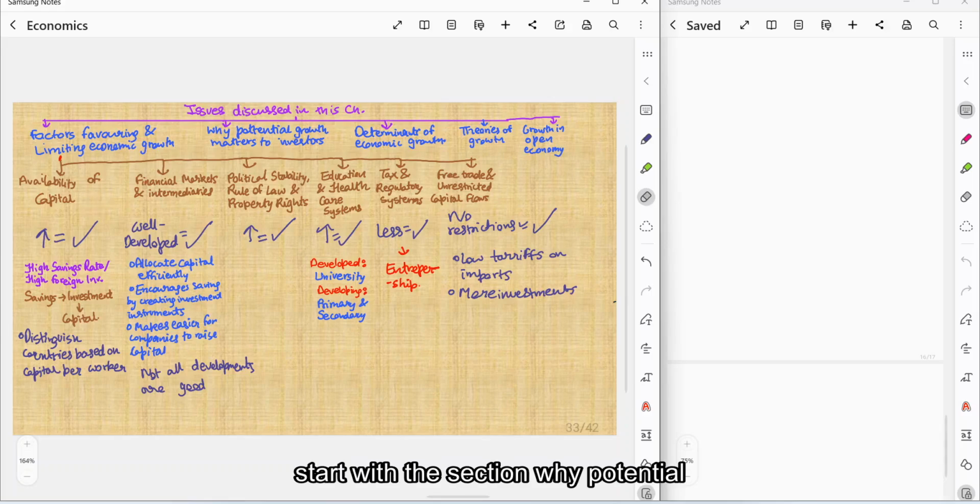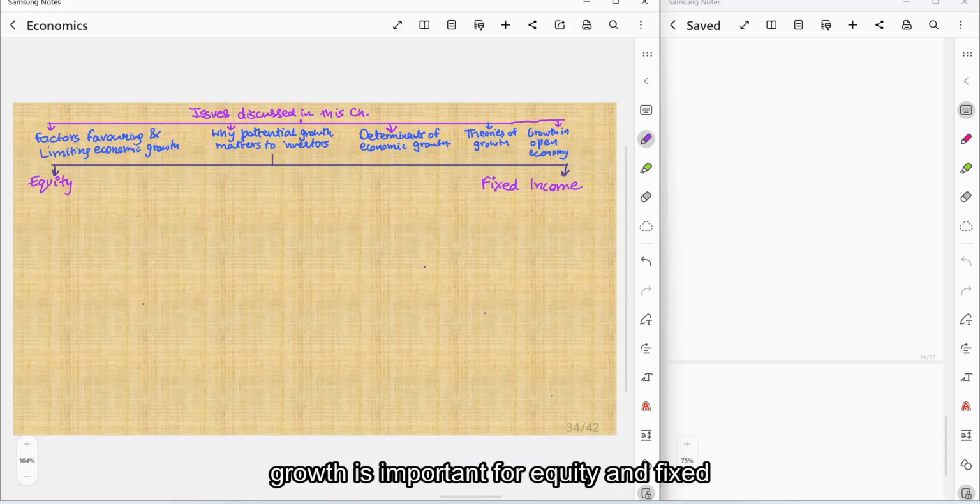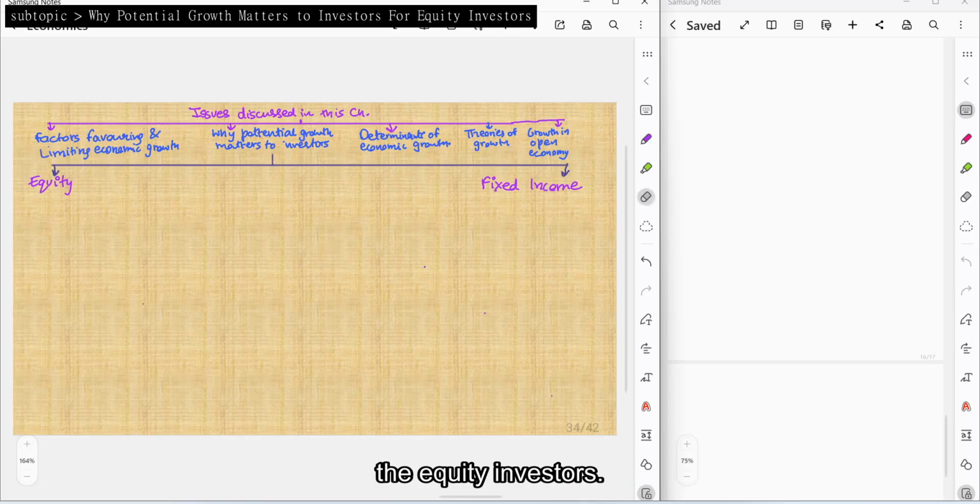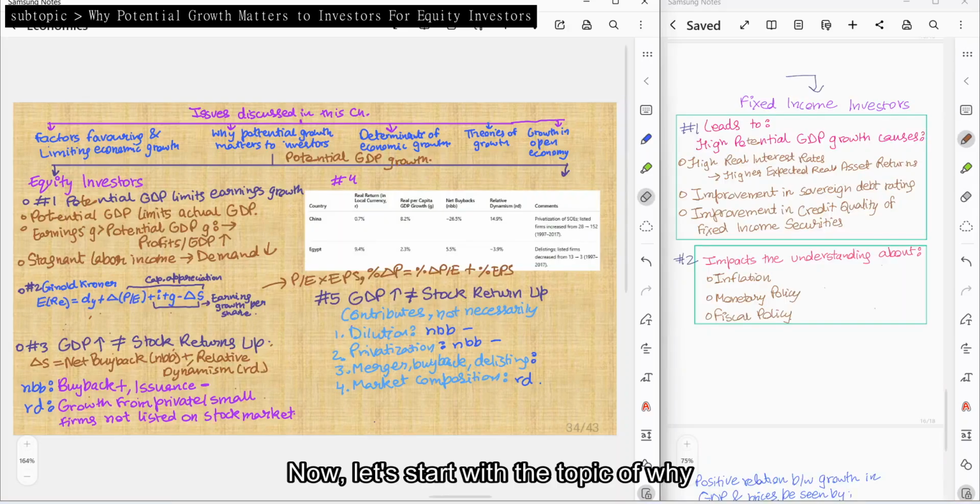Let's start with the section on why potential growth is important for equity and fixed income investors. Let's first start with the equity investors. Now, let's start with the topic of why potential growth matters to investors. Here, by potential growth, we are referring to the growth rate in potential GDP. For equity investors, by equity investors here we mean investors in public equity. Private equity does not count as equity investors in this topic.